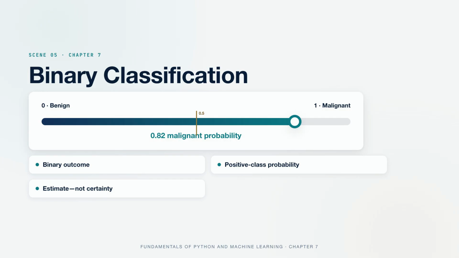Binary classification contains two possible classes. A logistic regression model estimates the probability of one selected class, often called a positive class. If the estimated probability is close to 1, the model considers that class more likely. If it is close to 0, the other class is more likely. For example, a model might estimate an 82% probability that an observation belongs to the malignant class. The probability provides more information than the final class label because it shows how strongly the model favors one outcome over the other. However, the probability is a model estimate, not certainty.